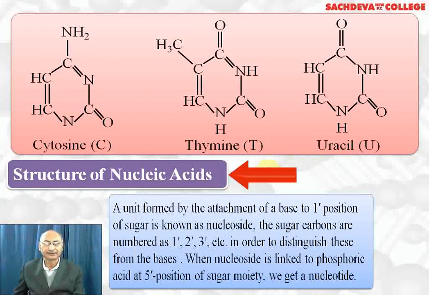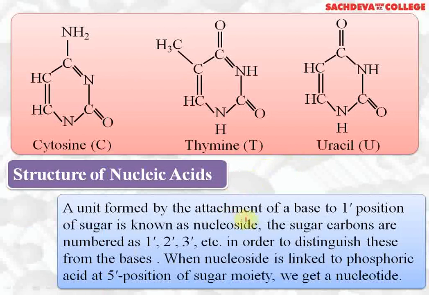Structure of nucleic acid. A unit formed by attachment of the base to 1' position of sugar is known as nucleoside. Means nucleoside consists of a sugar and a heterocyclic base, and 1' is the position of sugar to which it is attached. The sugar carbons are numbered as 1', 2', 3', etc. in order to distinguish these from the bases.